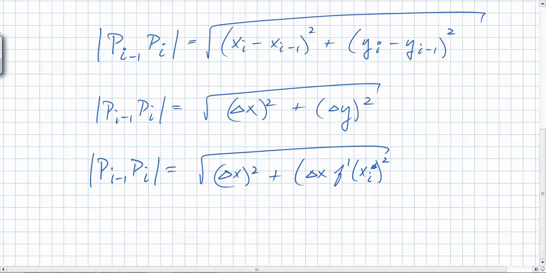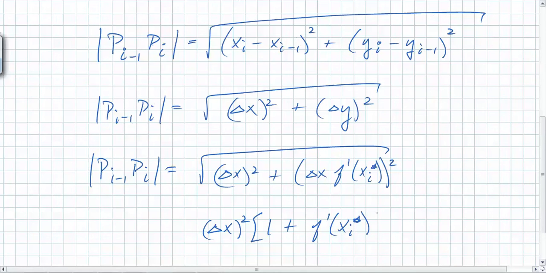Do you agree with that? Oh, another closed parentheses, thank you. And then squared. Okay, so another way to write that is delta x squared times 1 plus f prime of x sub I star, like this, right? It is squared. Thank you very much. I did forget that. You're absolutely right.